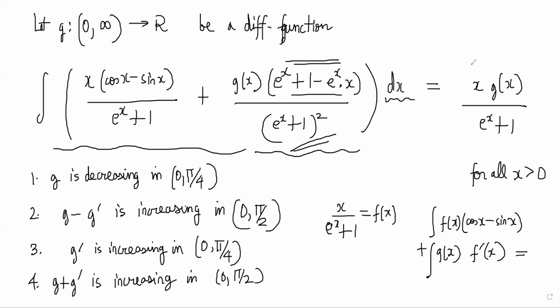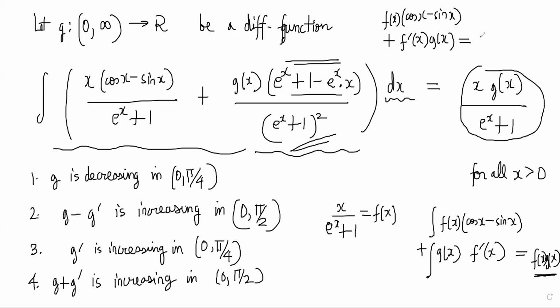This whole integral is equal to x times f of x times g of x, right? Can I differentiate on both sides? You can differentiate. You'll get f of x times cos x minus sin x plus f dash x into g of x. What is the derivative of f of x into g of x? f dash x into g of x, plus what? f of x into g dash of x.